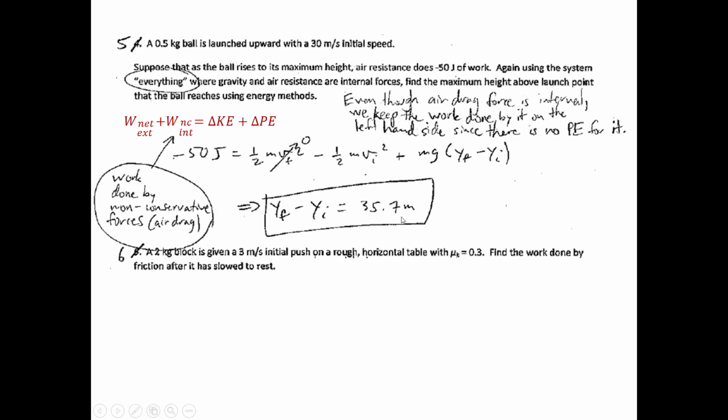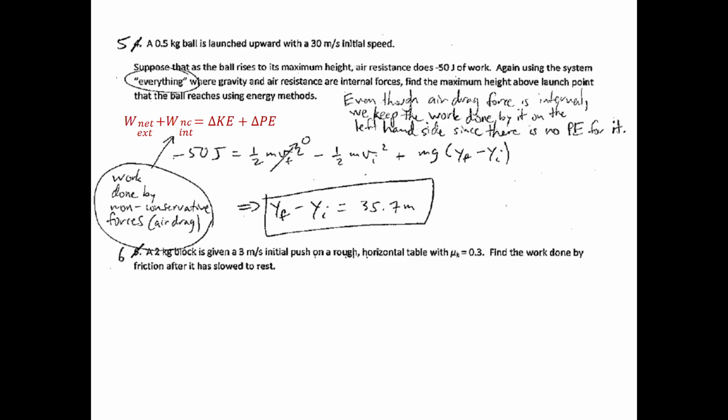All right, let's do problem 6 and 7 together. Problem 6 says a 2-kilogram block is given a 3 meter per second initial push on a rough horizontal table with a kinetic coefficient of friction of 0.3. Find the work done by friction after it has slowed to rest. So we're imagining we shove something, it's sliding across the table, and it slides until it comes to rest. How much work does friction do?